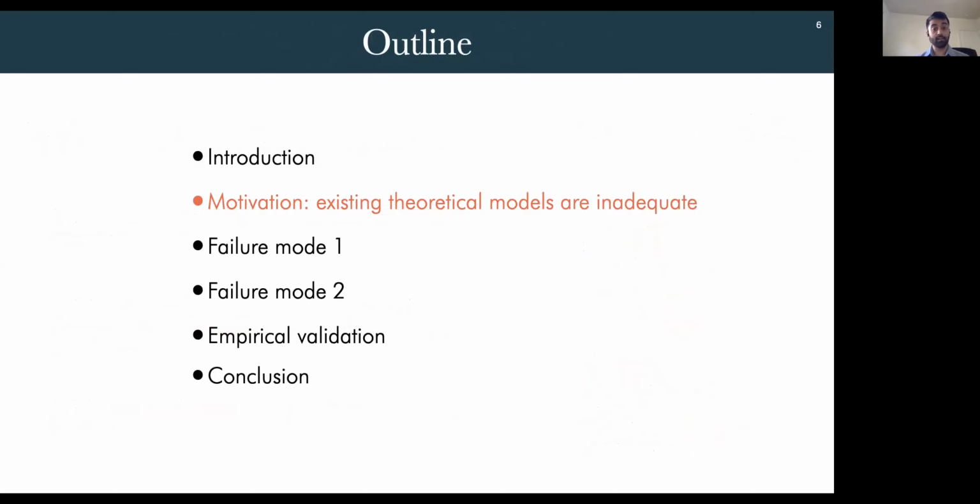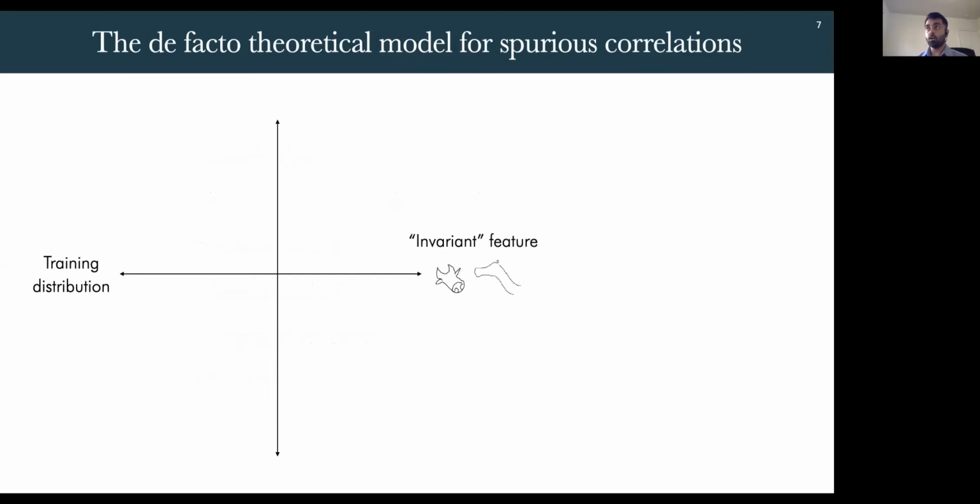I'm imagining it in 2 dimensions. Along the x-axis, let's say you have what I'm going to call the invariant feature. These are also called core features in some other papers, but at a high level, this corresponds to the foreground features, like the shape of the camel, the shape of the cow, and so on. These are the features that you want your classifier to actually rely on. And along the y-axis, I'm going to think of the spurious feature. These are features like the texture, the background color, and other spurious properties of the image that you don't want your classifier to use.